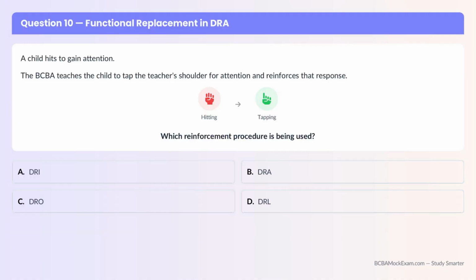In this scenario, the child hits to get attention. The BCBA teaches them to tap the teacher's shoulder instead and then reinforces that tapping. When you see a plan where the new behavior produces the same outcome, in this case, adult attention, but in a more appropriate way, that should immediately trigger DRA in your mind. We're not just blocking hitting. We're giving the learner a new tool that still gets what they were seeking from the environment.